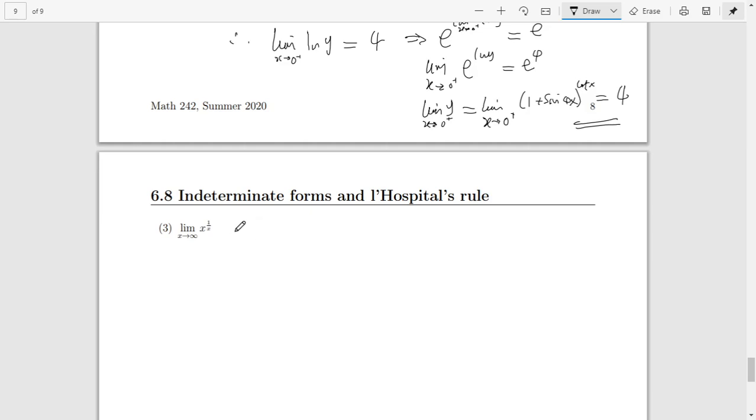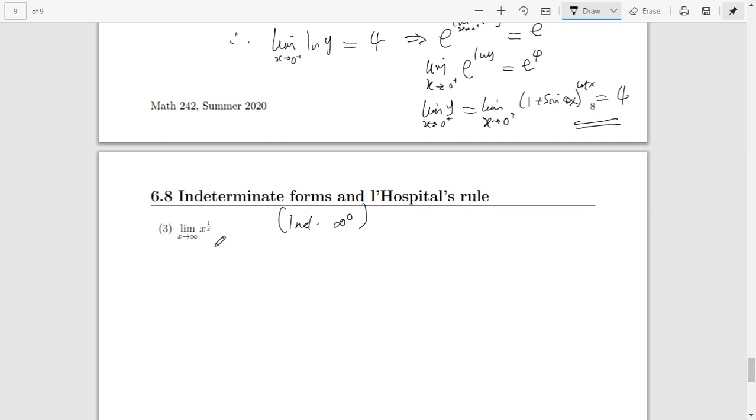Here, if you compute this limit directly, you get an indeterminate form of type infinity raised to power 0. Because if you take the limit of x, you're going to get just infinity, and if you take the limit of 1 over x, you're going to get 0 for x going towards infinity.